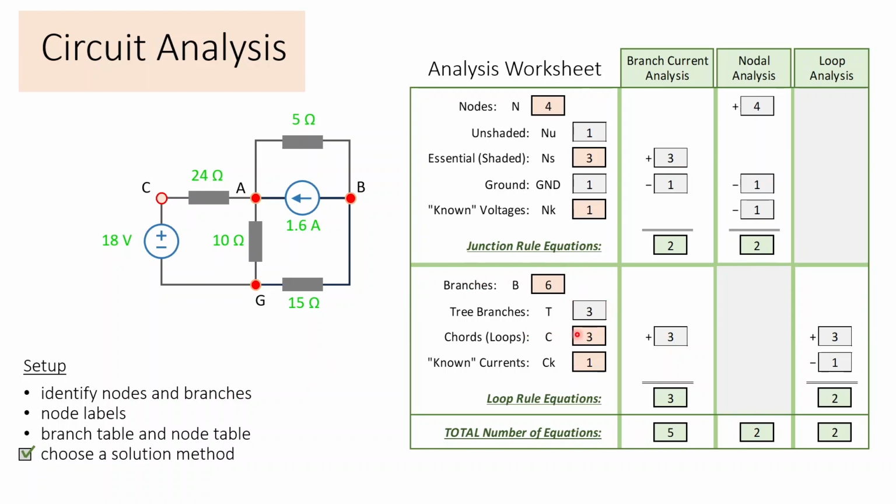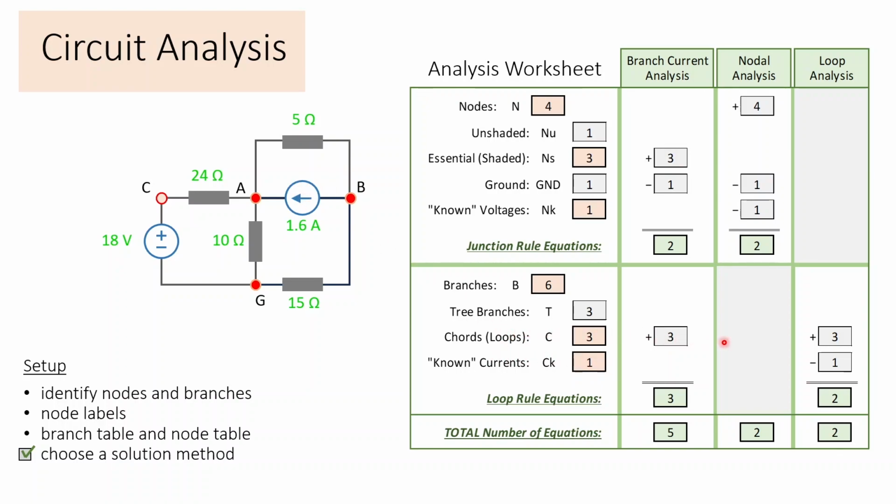Now we're going to discuss tree branches and chords, but for now, we'll just say that in a planar network, which is a network that can be drawn in a plane, the number of smallest possible loops, also called mesh loops, equals the number of chords. And later on, we'll see what I mean by a chord. So there are 3 loops or chords, and then the other 3 form a spanning tree that we'll discuss later. And we do have a known current, so we'll include that in the table.